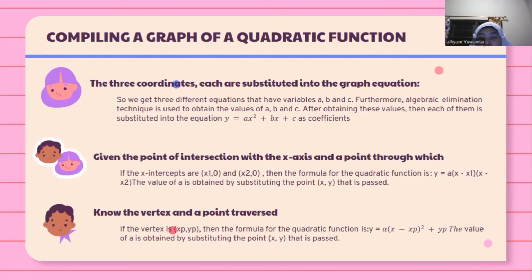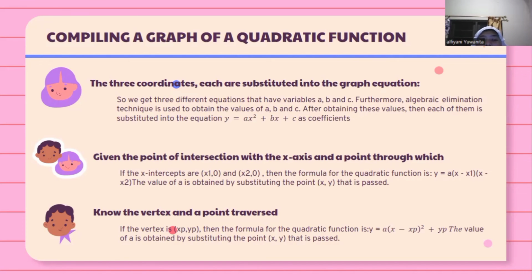Number 2, given the points of intersection with the x-axis and another point passed through. If the x-intercepts are (x1, 0) and (x2, 0), then the formula for the quadratic function is y equals a times (x minus x1) multiplied by (x minus x2). The value of a is obtained by substituting the point (x, y) that is passed through.